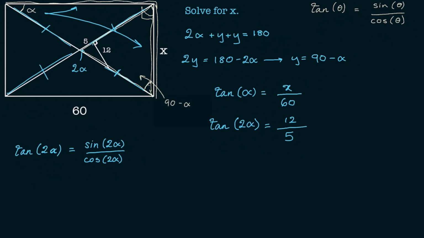Now we can actually rewrite the numerator and denominator as follows. Sine of 2 alpha is equal to 2 times sine alpha times cosine of alpha, and the denominator we can write as follows.